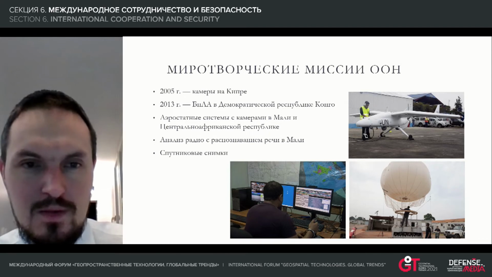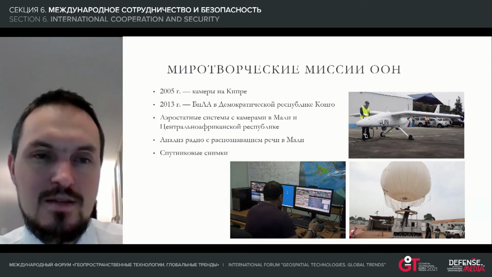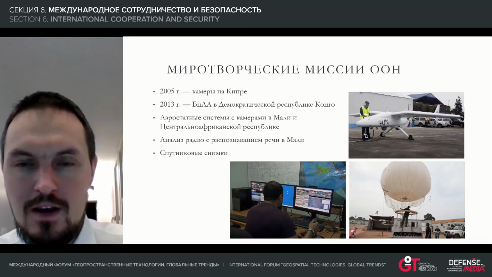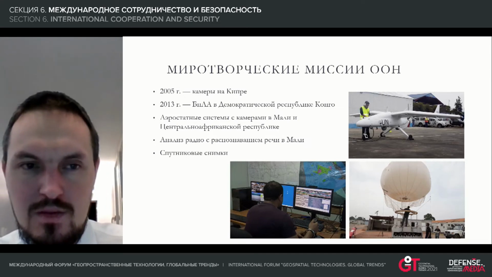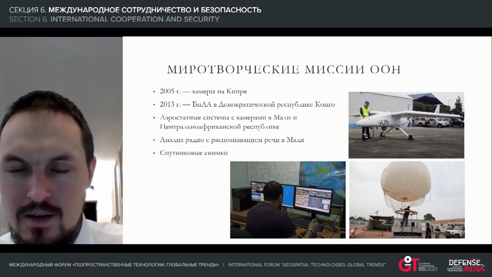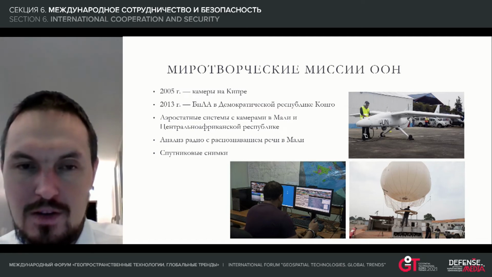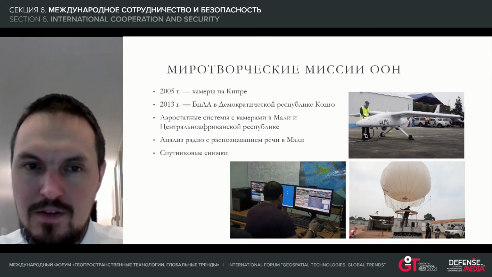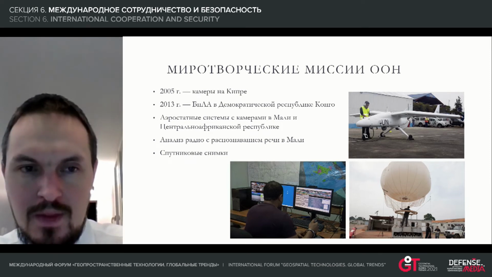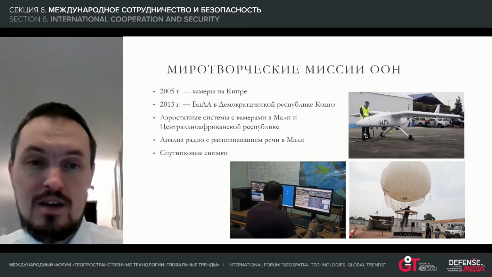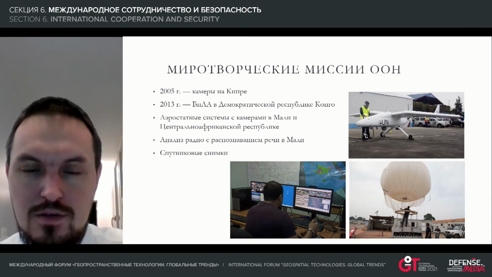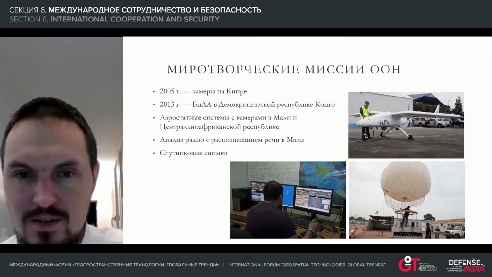The situation there is not very tense, but cameras were used, and in 2013 it was the first time that unmanned vehicles started to be used in peacemaking activities. In the picture on the right, on top, you can see an unmanned vehicle that was used in the Democratic Republic of Congo. And another exotic platform was used in different African campaigns.